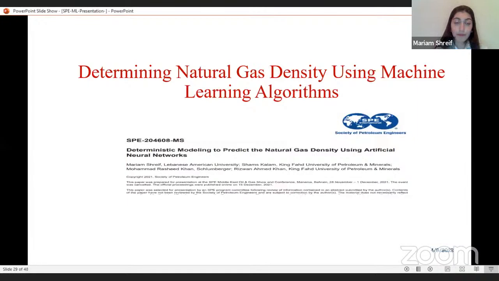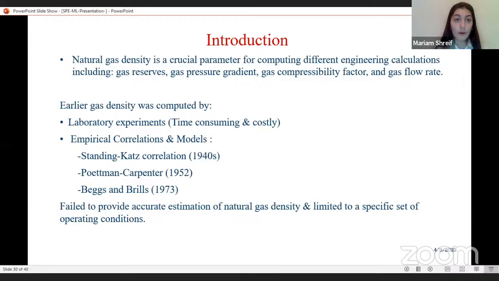So now we'll be going over how we can determine the natural gas density using a machine learning algorithm. This research was published last year at OnePetro, which I was part of during my undergraduate studies at LEU. Natural gas density is very important when we try to analyze natural gas systems, because it influences the calculation of different parameters such as the gas reserves, the gas pressure gradient, and the gas compressibility factor.